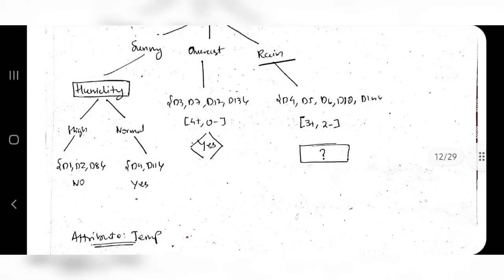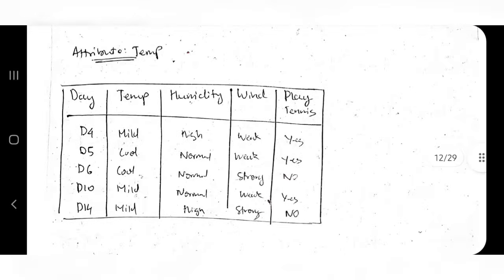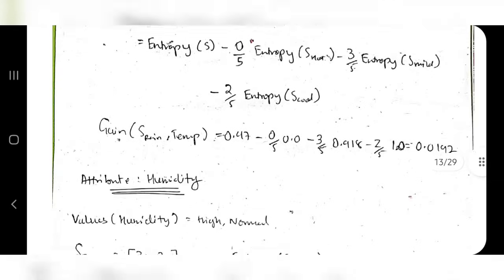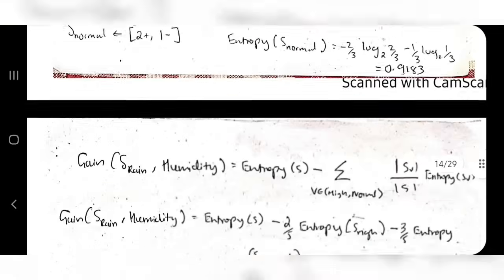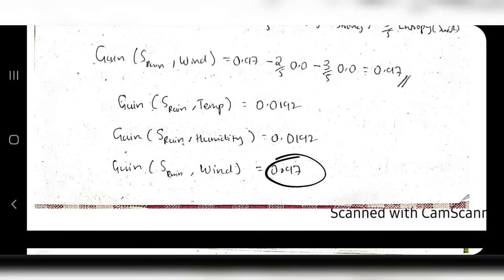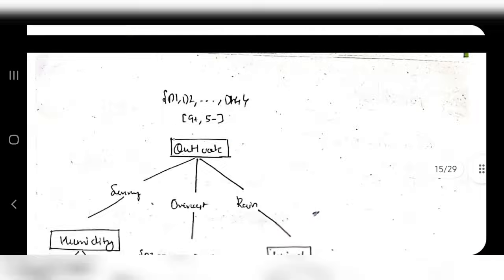Now we'll be considering rain here. In rain also, how many attributes are there? Temp, humidity and wind. We'll be doing the same things here. Note down the values, calculate the entropy, find out the answer for temperature, humidity and wind, then make them race again and let's see who wins this time. This time the highest value is this one, so the winner is wind. So we'll be selecting wind here.